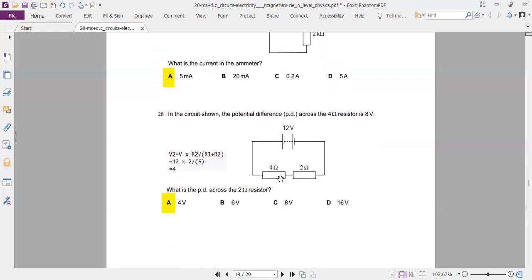We have 4 and 2 ohm resistors in a 12-volt battery. And what's the potential difference across the 2 ohm resistor? Well, we can use this relationship or we can just use intuition. We can see that 4 and 2 have a ratio of 2 to 1. Divide 12 in the ratio 2 to 1 gives you 4 and 8. So 8 will be here and 4 will be here.